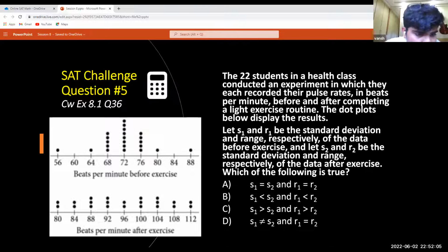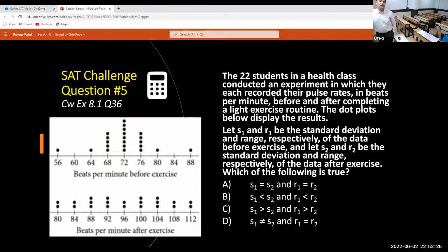Sir, I think it is D. D for Delhi. Yeah. Correct, absolutely correct. Because if you look at both the data sets, they have the same range. 88 minus 56, right, 32. And 112 minus 80 is 32. So answer can be either A or D.